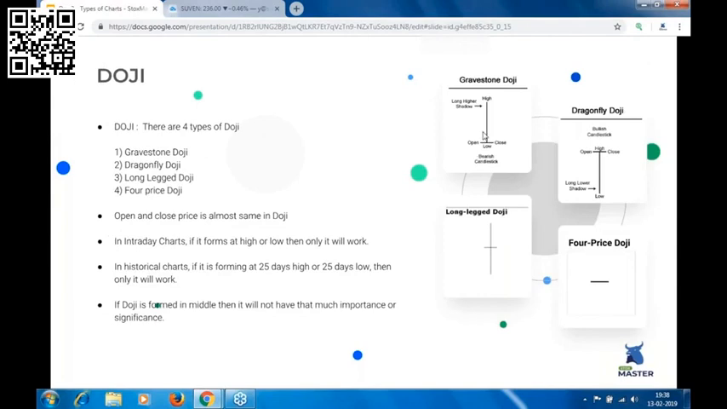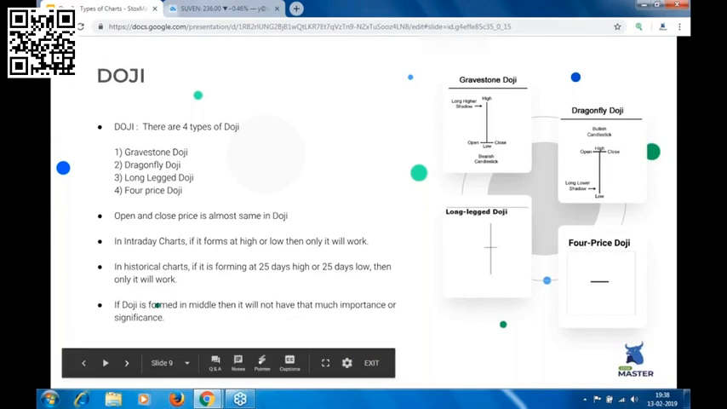Then we have a doji. Now there are basically four types of dojis. One is gravestone doji, then we have dragonfly doji, then there is long-legged doji and four price doji. Now in doji, the open and the close price are almost at the same level, and there is no body in doji. The doji has got no body. Now we'll see each of these candlestick patterns in detail.